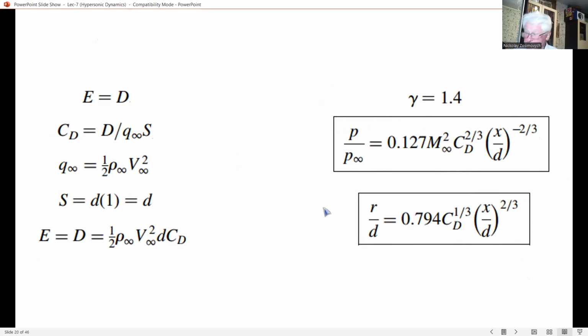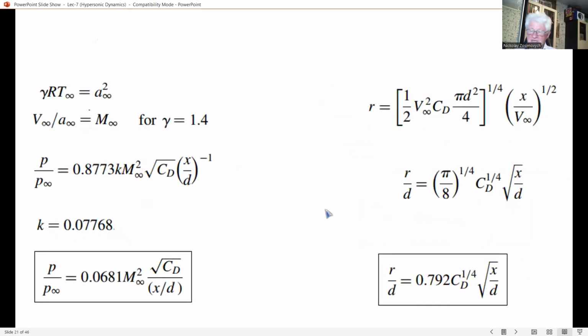Okay? Examining the preceding results further, we know the following for the blunt nose cylinder. First, the pressure distribution varies inversely with x. And second, the shock wave shape varies as x to the power 1 over 2, the square root of x. That is, it is a paraboloid shape, right?